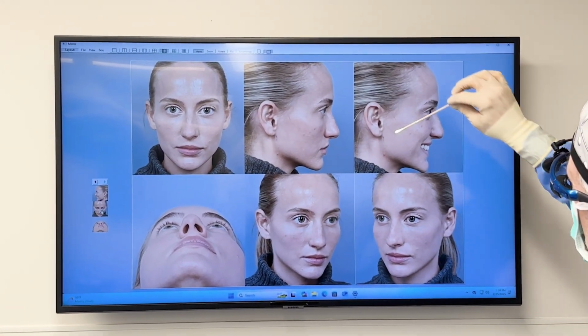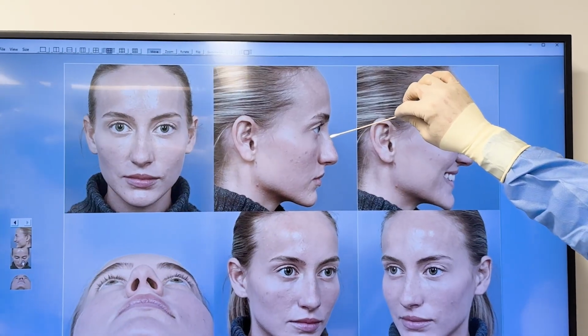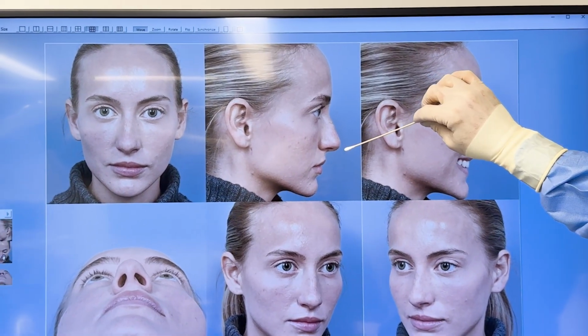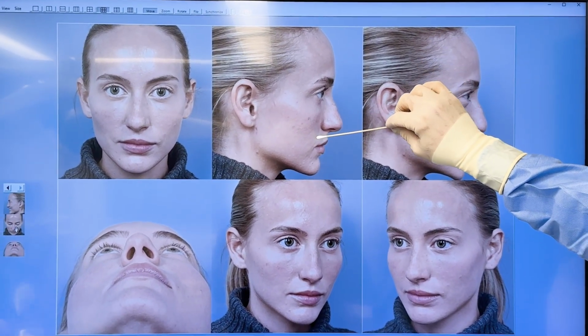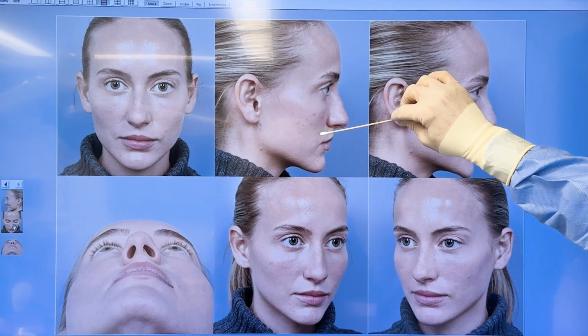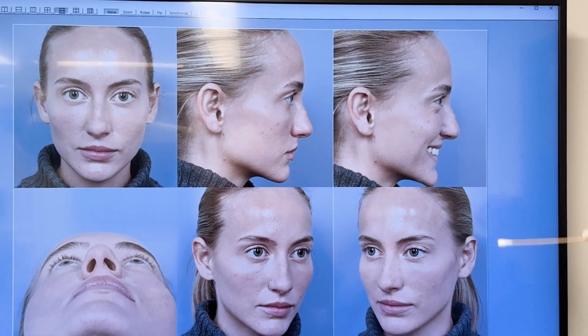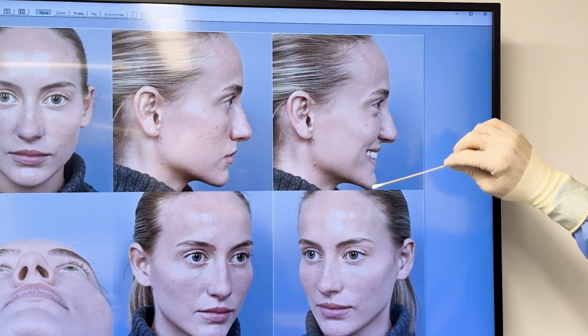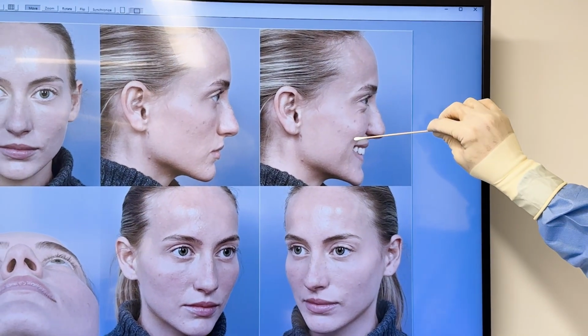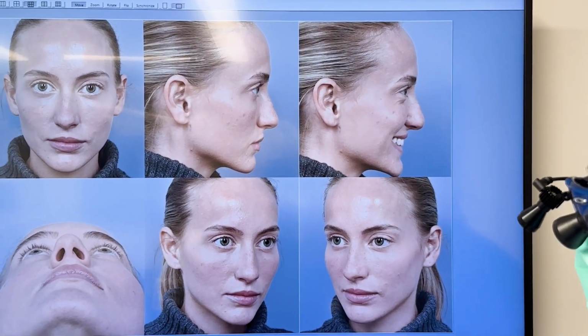On profile, she has a tiny dorsal hump, slightly full supratip. She wants a supratip break. The angle is about 95 degrees. She wants slight rotation of the nasal tip. On smiling, the tip does not pull very much. The lip pulls up a little bit, but not a lot to do with the smiling view.